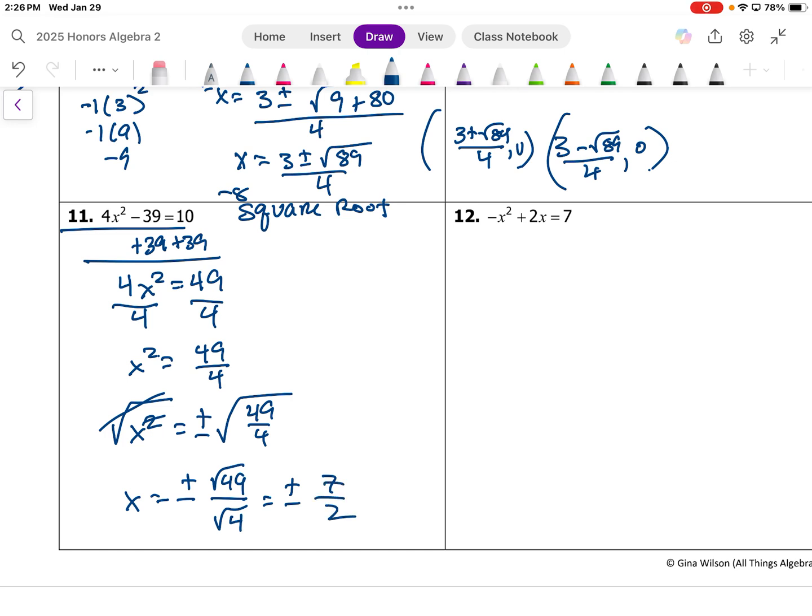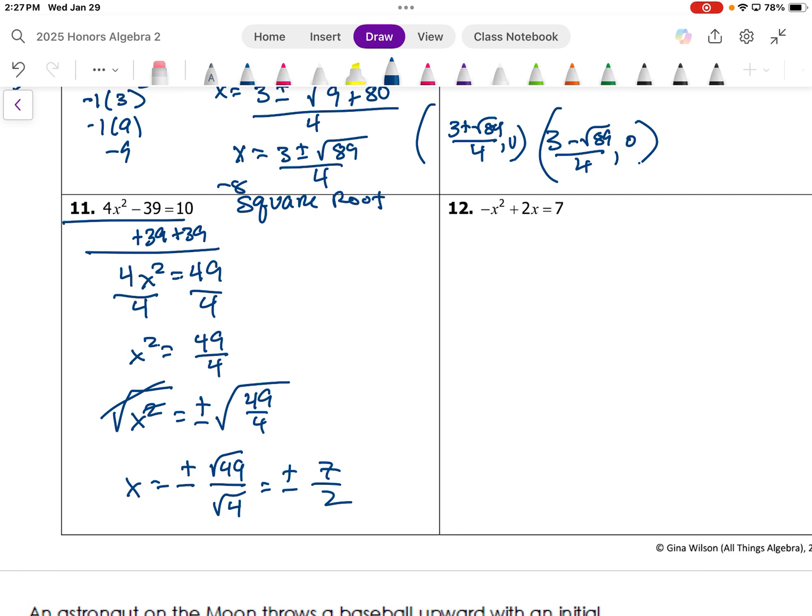That final part was actually what one of you had on your entrance ticket as a problem. It worked out to be 7/2 and negative 7/2. I don't know if it was the same original starting problem, but it at least worked out to be that same thing with the 49 and the 4.